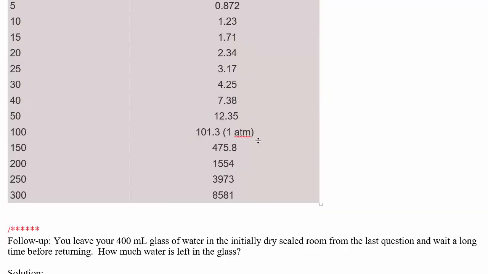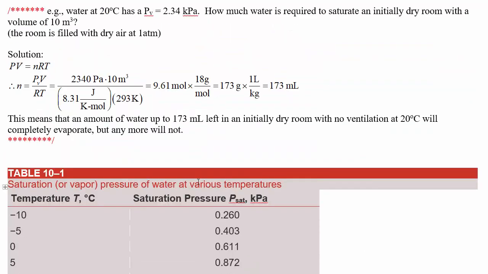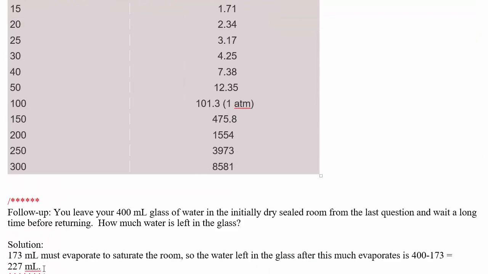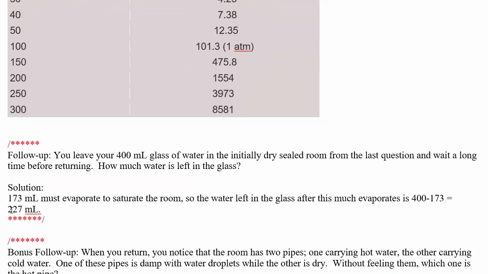So here's some follow-ups. You leave your 400 milliliter glass of water in an initially dry room from the last question and wait a long time before returning. How much water is left in the glass? All right, well, if 173 milliliters evaporate, then there must be 227 milliliters left.